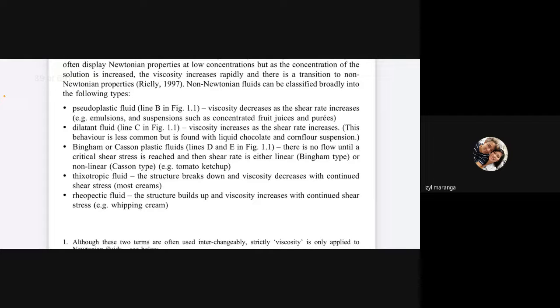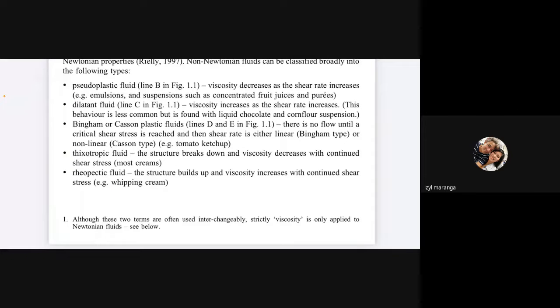So we have Bingham or Casson plastic fluids. So there is no flow until critical shear stress is reached and the shear rate is either linear, Bingham type, or nonlinear Casson type, such as the tomato ketchup. And we have the thixotropic fluid or yung structure breaks down, viscosity decreases with continued shear stress. Like for the most creams, no? Pag ginabit na nimo ang cream, nag-increase ang viscosity. And lastly, we have the rheopectic fluid. The structure building up, viscosity increases with continued shear stress, or whipping cream.